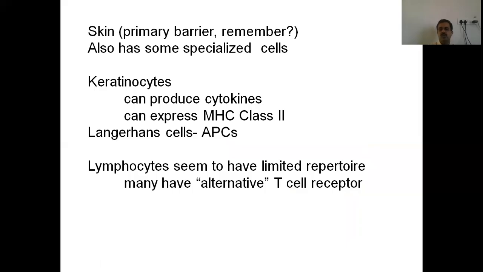Now, skin. Skin is a primary barrier. It has some specialized cells also. Keratinocytes can produce cytokines and can express MHC class 2; Langerhans cells are APCs. These are all cells that are associated with countering the antigen. Once the antigen is countered, it will be helpful for recognition as well. Lymphocytes seem to have a limited repertoire and may have an alternative T cell receptor. So lymphocytes will work on TCRs, that is, T cell receptors.